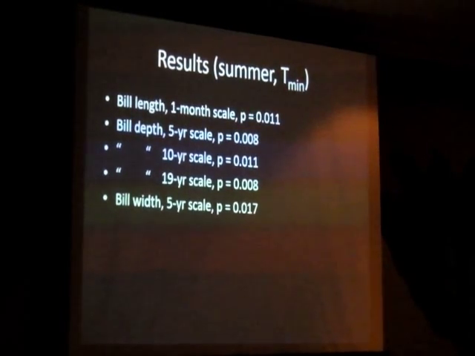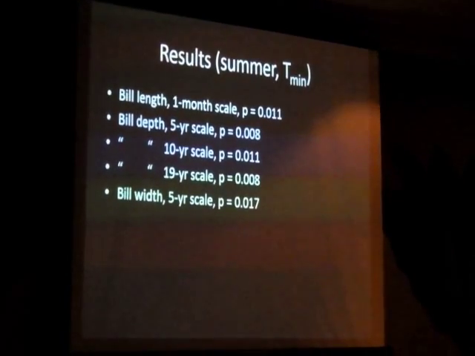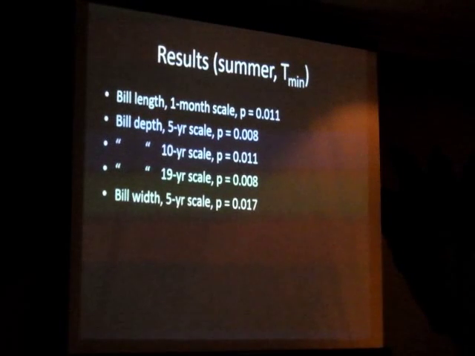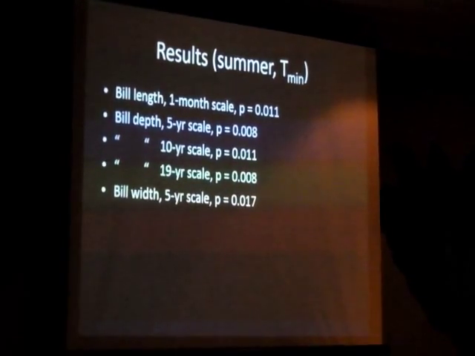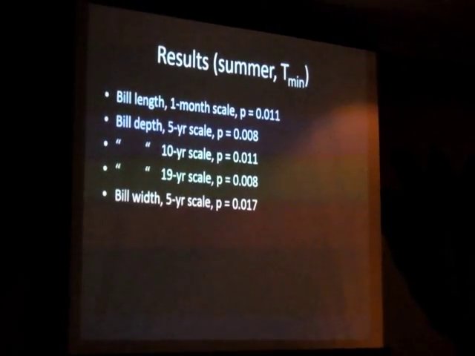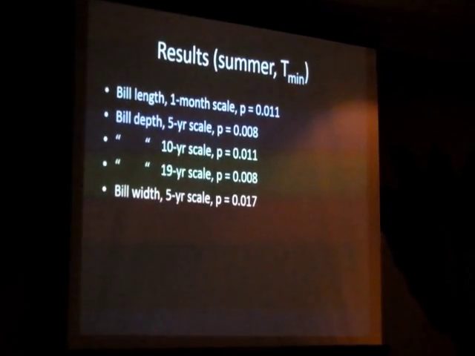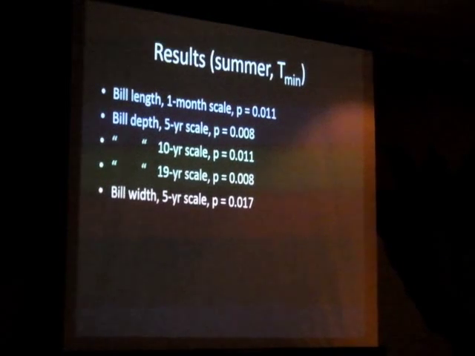So notice that there's a lot of variation in scale here. We're not all just seeing the big scales and the little scales. So even though these aspects of the bill are related to technically the same variable, right, minimum temperature, they're actually related to quite different things because they're at different scales.